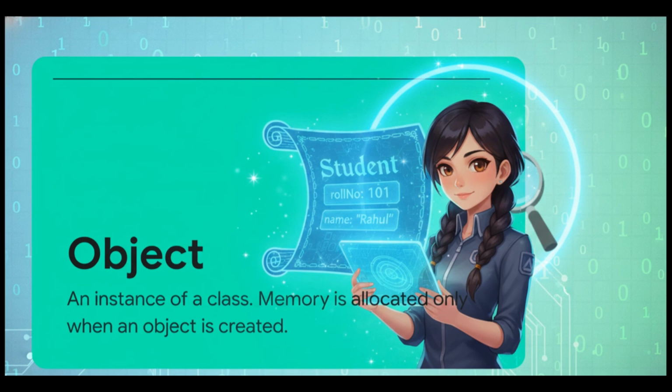Now, what's really interesting about this is how memory allocation works. An object is an actual, concrete instance of a class. When you just have that student class blueprint sitting there, your computer isn't actually using up any memory to store a student. Memory is allocated only when the object is explicitly created. That's the exact moment the blueprint comes to life. So we take our student class, allocate the memory, and boom, we create a specific living instance, like a student whose roll number is 101 and whose name is Rahul.